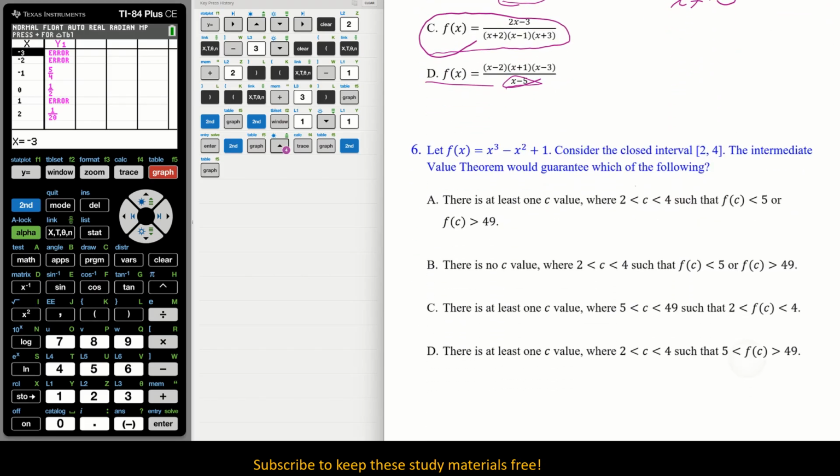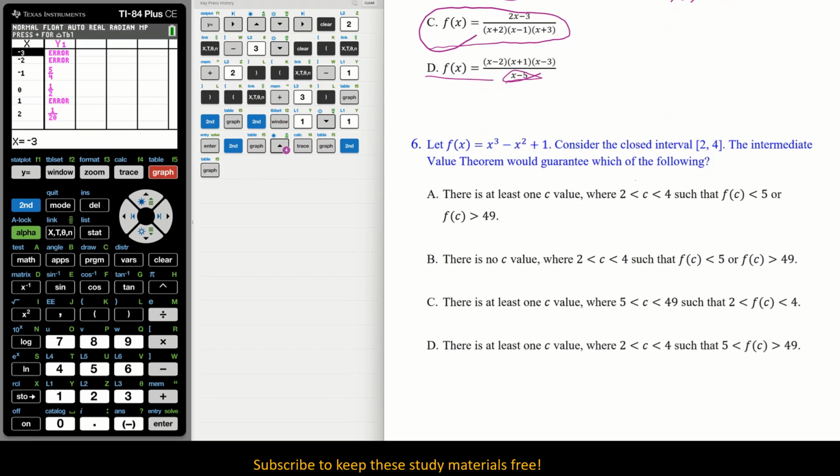All right, so let's look at number 6. If f of x equals x to the third minus x squared plus 1, consider the closed interval 2, 4. The intermediate value theorem would guarantee which of the following? So we need to graph this, see what it looks like, and also consider what it takes to get the slope. So let's think about this.